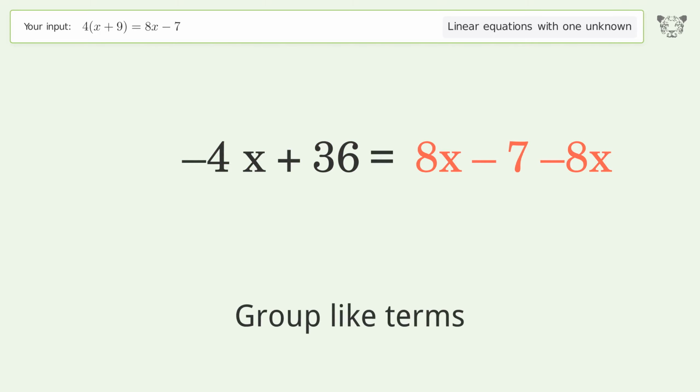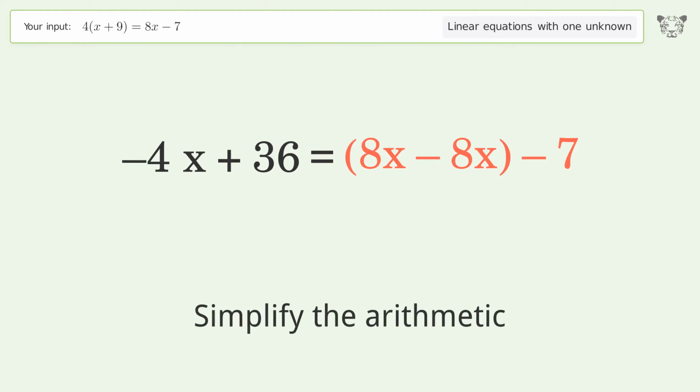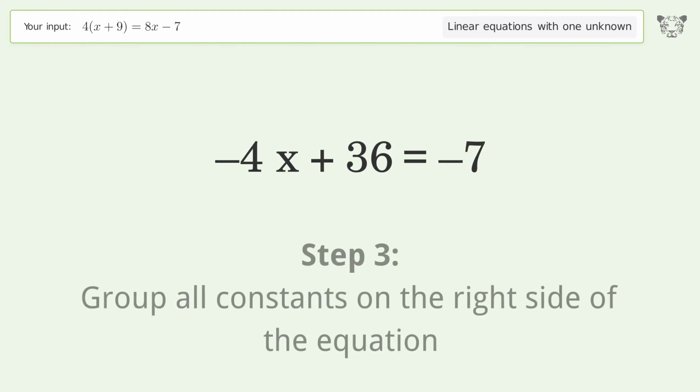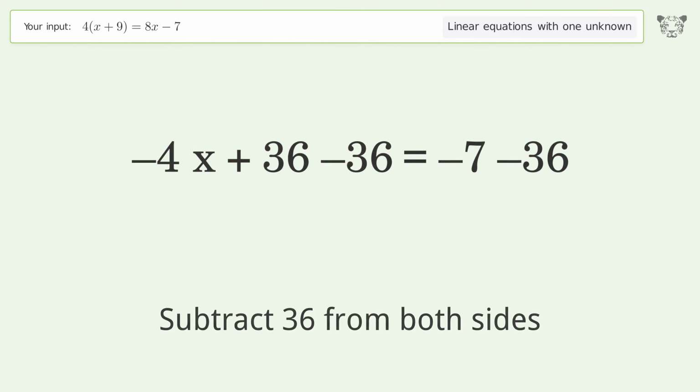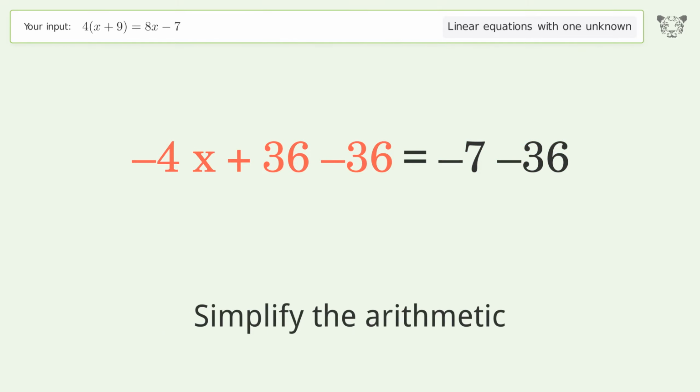Group like terms. Simplify the arithmetic. Group all constants on the right side of the equation. Subtract 36 from both sides. Simplify the arithmetic.